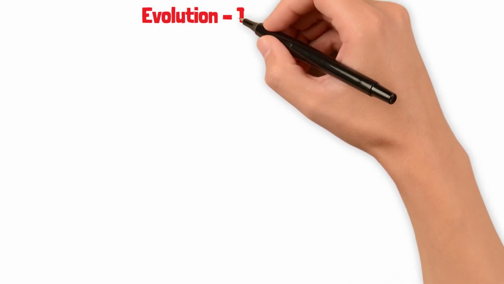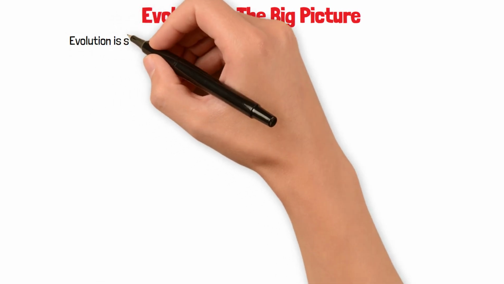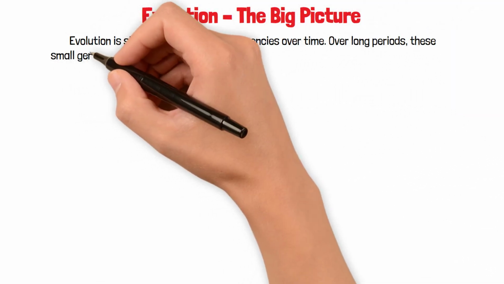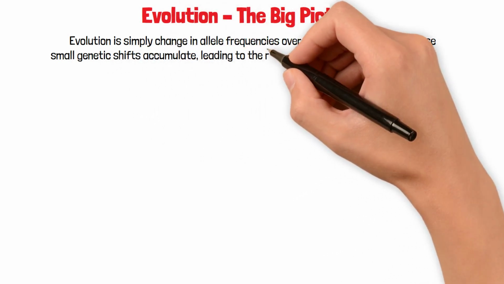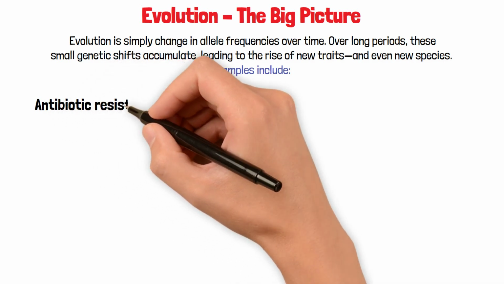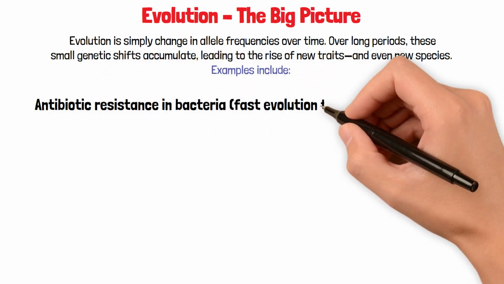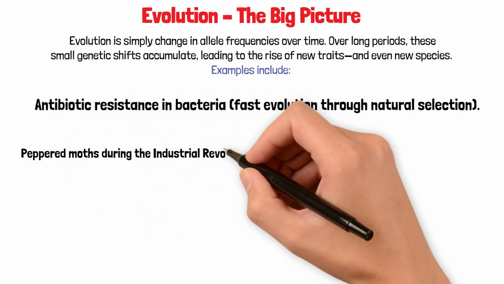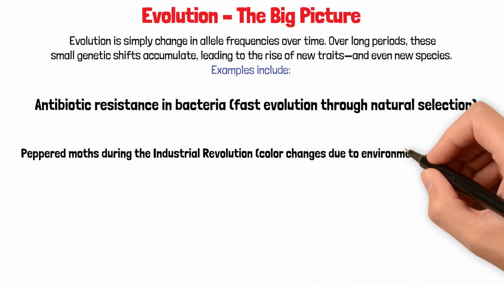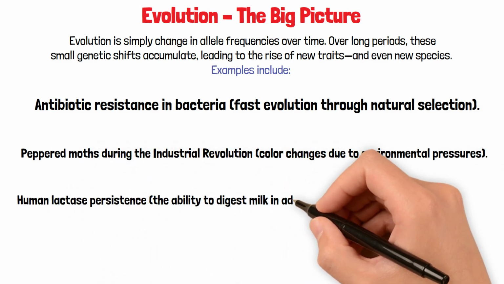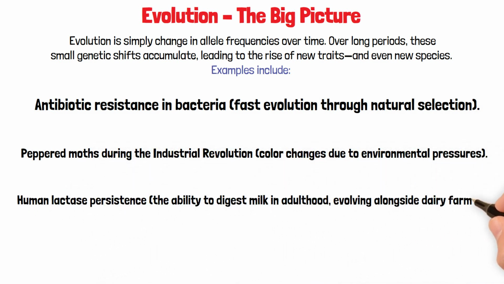Evolution. The big picture. Evolution is simply change in allele frequencies over time. Over long periods, these small genetic shifts accumulate, leading to the rise of new traits and even new species. Examples include antibiotic resistance in bacteria, fast evolution through natural selection, peppered moths during the Industrial Revolution, color changes due to environmental pressures, human lactase persistence, the ability to digest milk in adulthood, evolving alongside dairy farming.